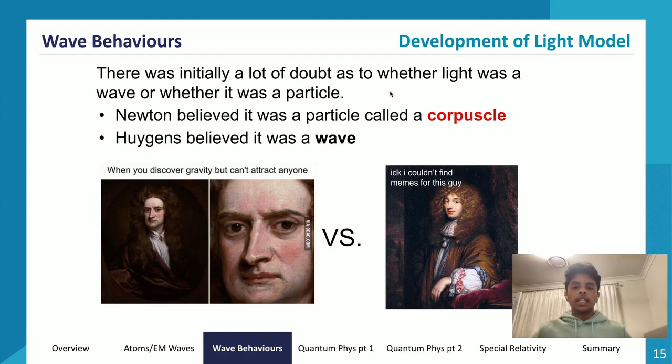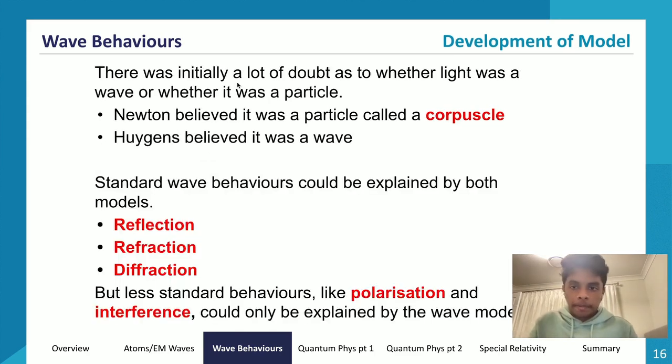So this was that initial debate as to whether light was a particle or a wave, and Newton or Huygens were the people who were leading this debate, basically. Standard wave behaviors like reflection, refraction, and diffraction could all be explained by both models. But less standard behaviors like polarization and interference could only be explained by the wave model.